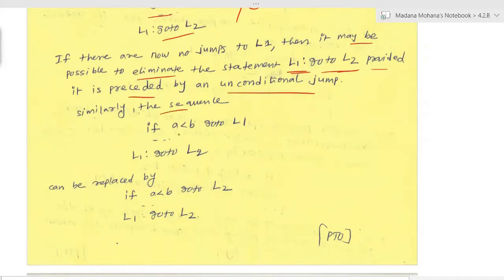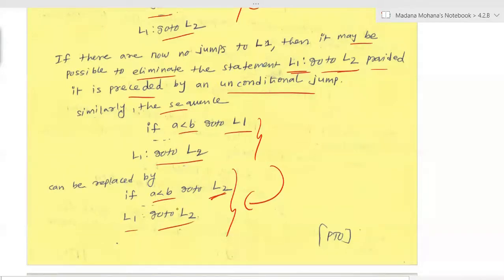Similarly, the sequence, if A less than B, go to L1 and so on, L1 go to L2. This can be replaced with if A less than B, go to L2, then L2 is nothing is there, then L1 again go to L2. So like that initially with one modification, one optimization. Later further any possibility to optimize, that also we have to do.